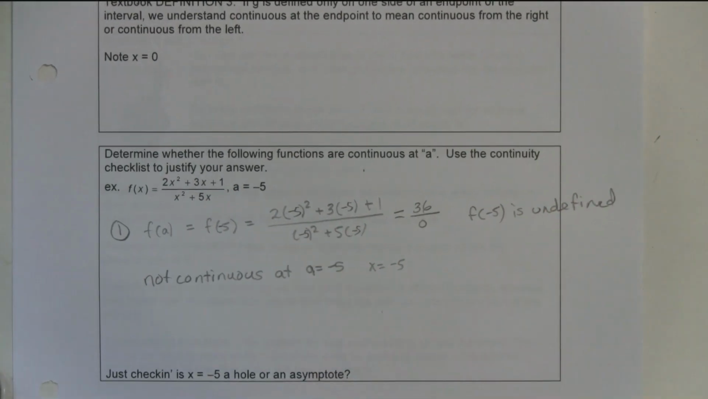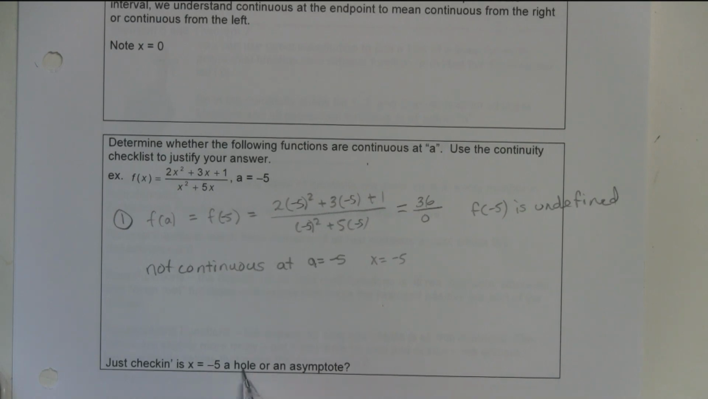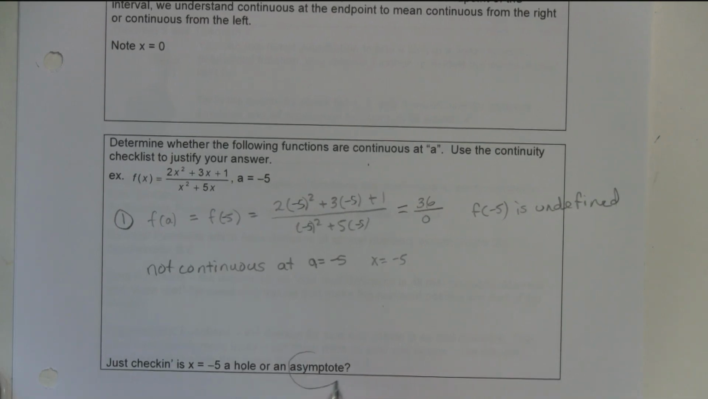And then I'm just asking you this: do you think it's a hole or an asymptote? What would make us think it's a hole is if it was 0 over 0, then I would have to investigate it as being a hole. But if it's not 0 over 0, then I know it's an asymptote.